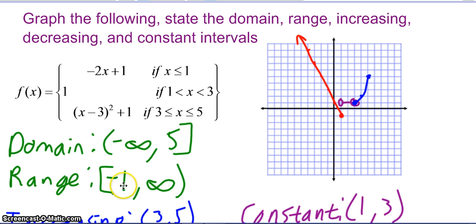The range is negative 1 to infinity, including the negative 1, and all of that comes from the red piece that I've drawn here, or the first piece of the piecewise function. So the lowest value here is negative 1, it's including negative 1, and then this goes up to infinity forever. Now these other two pieces are included in that, but I don't need to restate them because it would just be overlap for negative 1 to infinity.